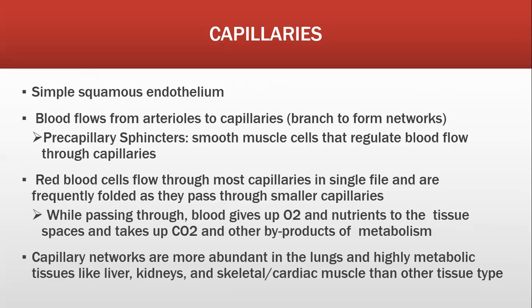And the RBCs flow mostly in the capillaries in single file and are frequently folded as they pass through smaller capillaries. So while the RBCs pass through, the blood gives up oxygen and nutrients to the tissue, and takes up carbon dioxide and other byproducts of metabolism. Capillary networks are more abundant in the lungs and highly metabolic tissues like the liver, kidneys, and skeletal and cardiac muscle than other tissue types.